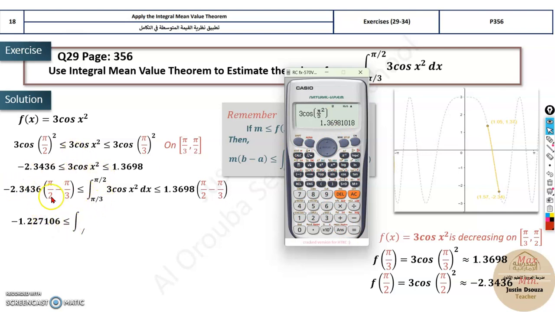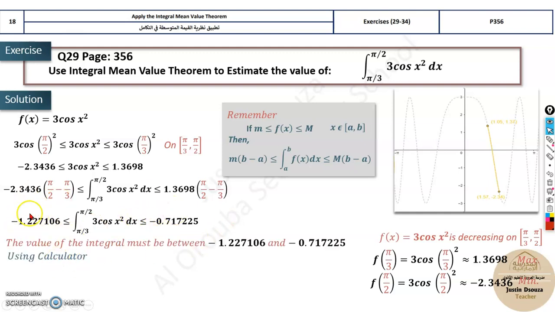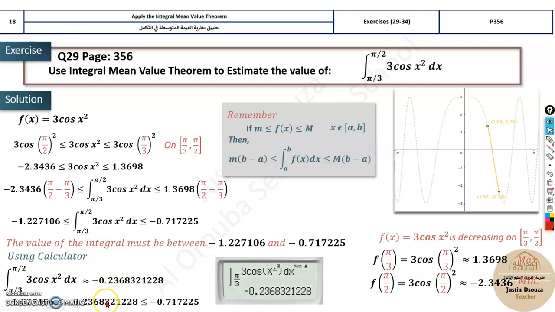Now in the same way we multiplied over here, we got the answer. This can also be done in the calculator easily, and over here, the value of this integral must lie between these two. Now if you solve this in the calculator, you'll get the answer over here. So this is the answer. This particular value must lie between these two ranges. So that is about the mean value.